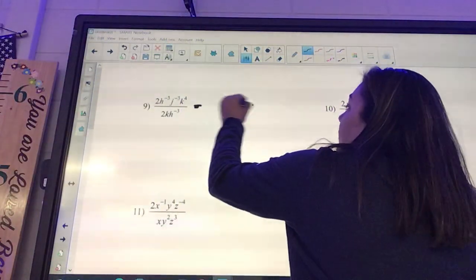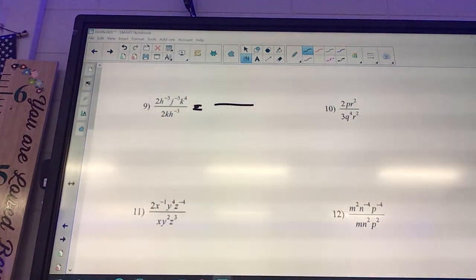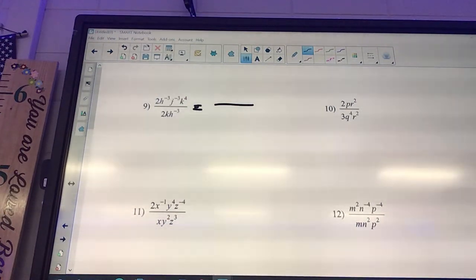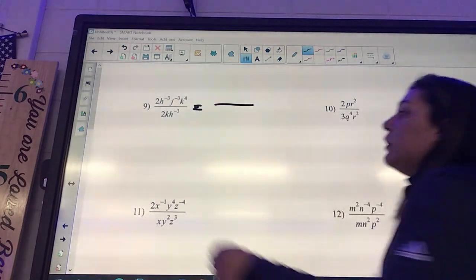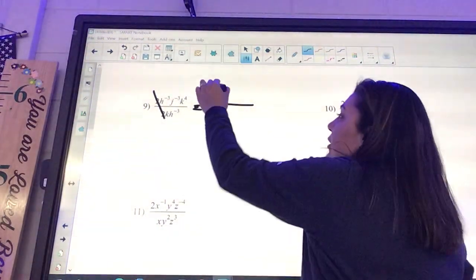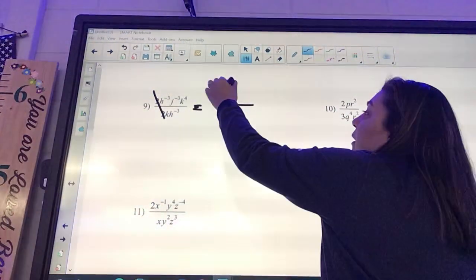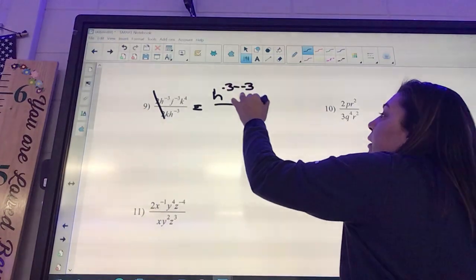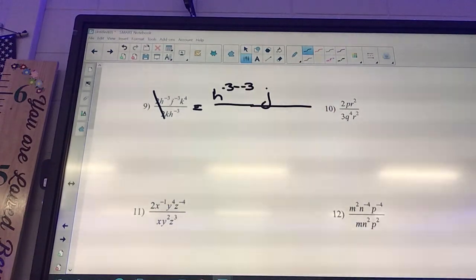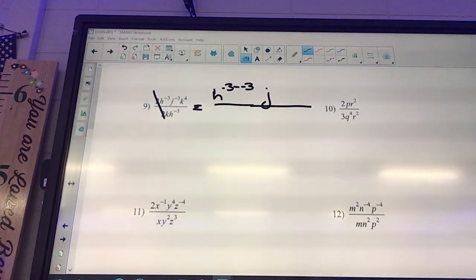Okay, 9. Okay, you have two options. You can keep your bigs where they're at. But I also want you to think, what is 2 over 2? 1. And so essentially, they kind of just cancel out. So you can cross these off from the get-go. And then now we need to do, so I got h to the what? It'll be negative 3 minus negative 3. J to the what? What do I have for the j's? Negative 3. There's nothing to subtract there, so just write them down.